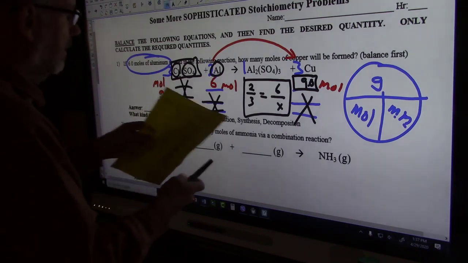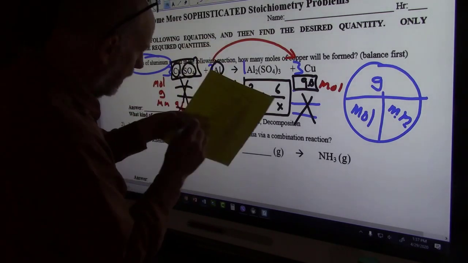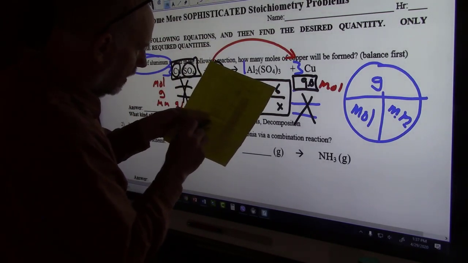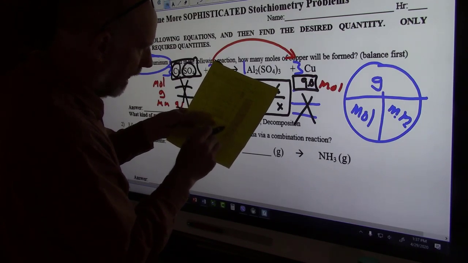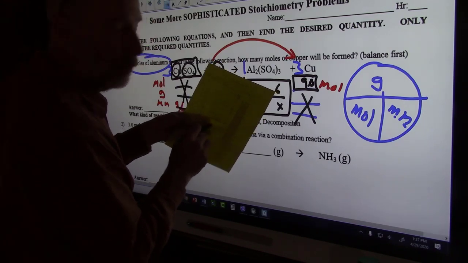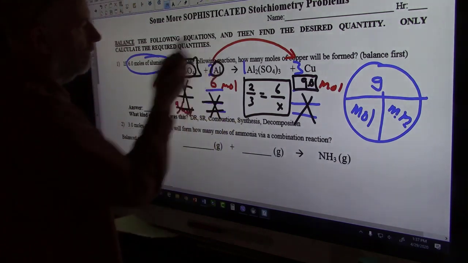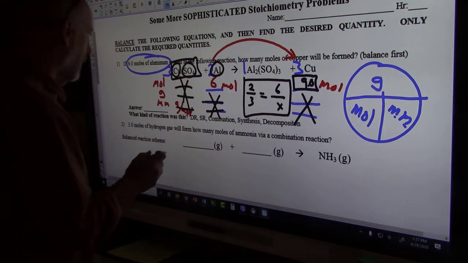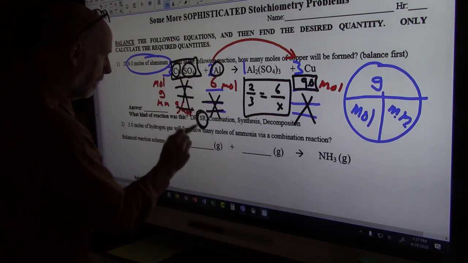I need my activity series for this. Let me see, it's in the middle right here. There's aluminum and there's copper. Aluminum wins. It's more like Larry lithium. Yeah, so this reaction would occur. We would get 9 moles. And this is a single replacement reaction.